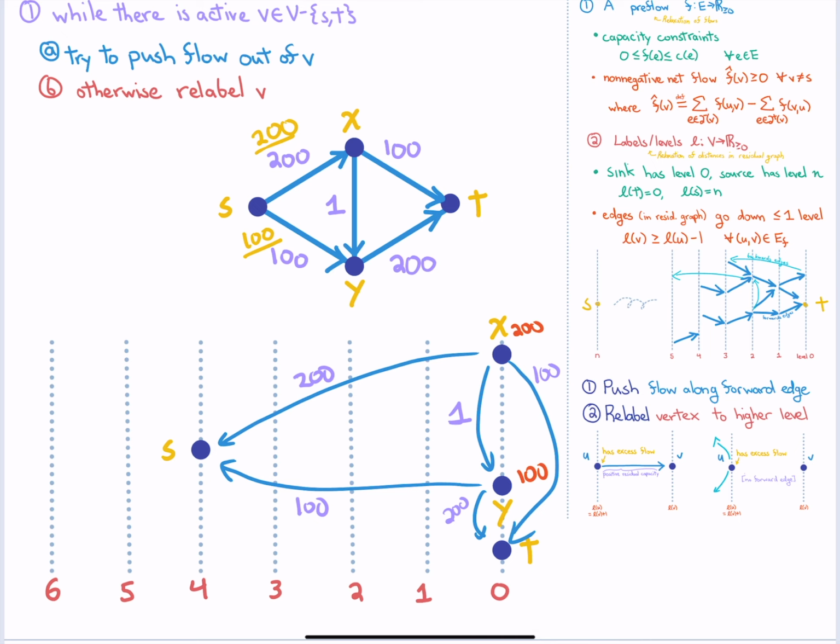Yeah, so we can't push because you can only push strictly down one layer. So Y's, right now the edges leaving Y are to other vertices in the same layer. So we can't do anything with that. So we relabel it.